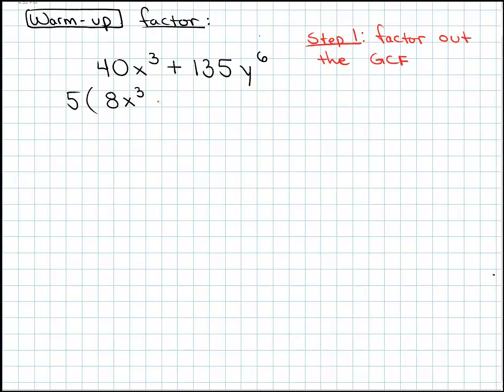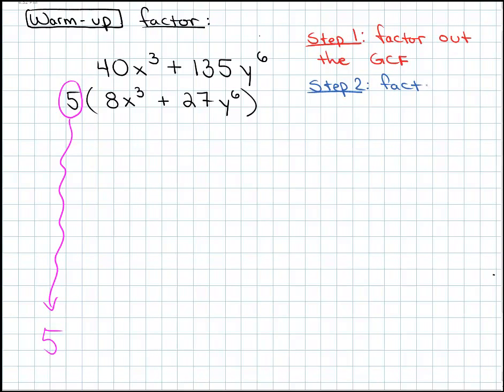8x to the third plus 27y to the 6th. Okay? So now I'm going to ignore the 5 that I factored out. I know it's going to be included in my final answer, but I need to focus on the polynomial that's left over. So I go through my list of factoring techniques and determine which one best fits that polynomial. That polynomial is the sum of two perfect cubes.